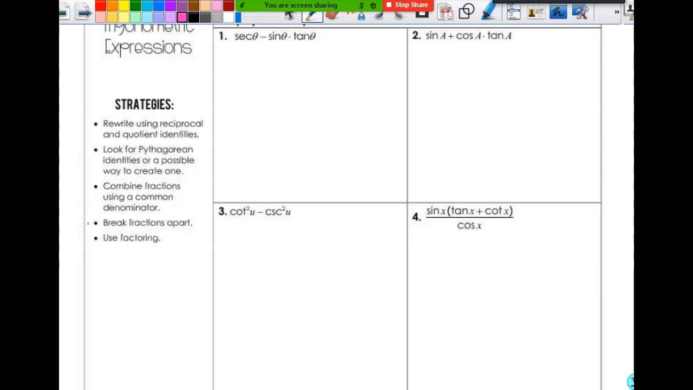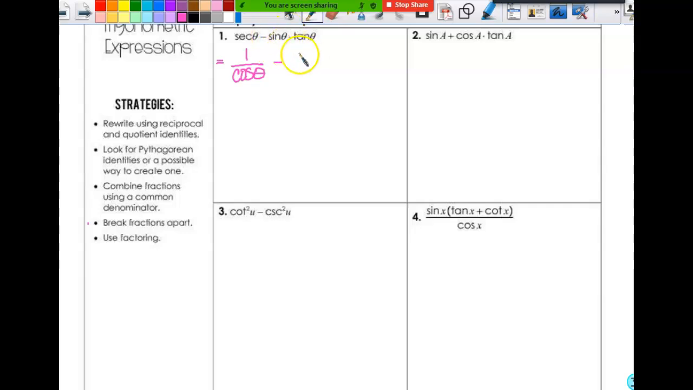So one of the go-to things when you kind of feel like nothing really jumps out at you is changing everything to sine and cosine. But that's definitely not how you want to try and approach everything, because sometimes that makes it way too hard. But we're just going to go ahead and do that with this one. So secant, I'm going to use the reciprocal. The reciprocal is cosine. So this gives me 1 over cosine.